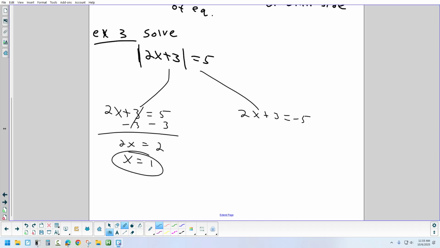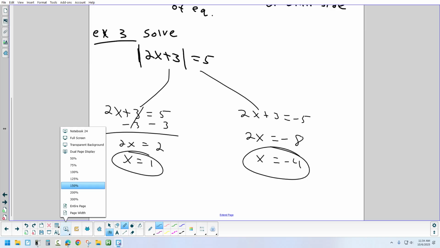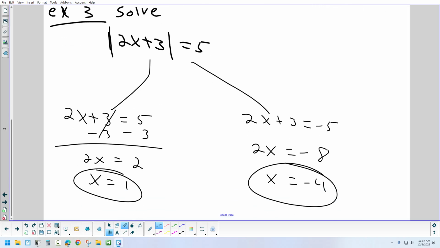So in this case, we get that x could be 1, or x could be -4. Those are our two answers. So you're just flipping the -5? Yeah, we're just making this number on the other side the opposite of what it was for the second equation. For the first equation, we keep it exactly the same.